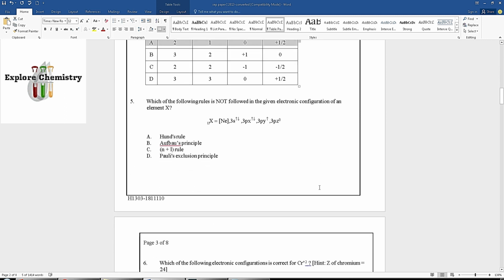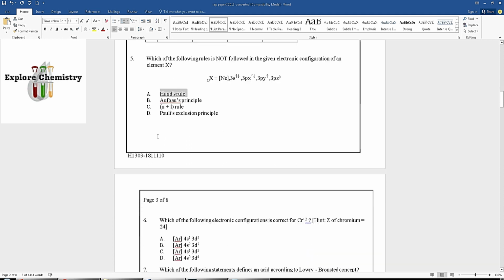Number 5, which of the following rules is not followed in the given electronic configuration of an element X? So here you can see in these 3 degenerated p orbitals, 2 electrons are filled in px whereas pz is empty. So here Hund's rule is not followed, so A is the answer.